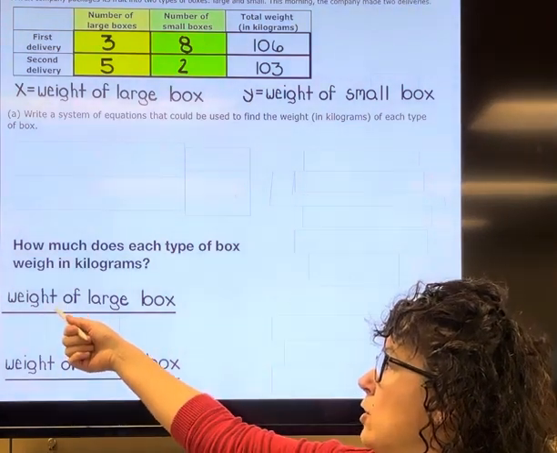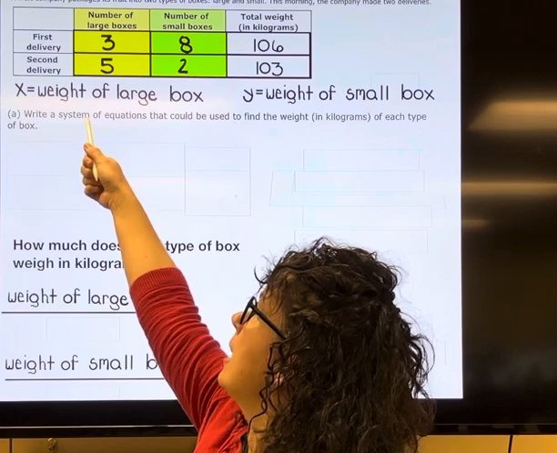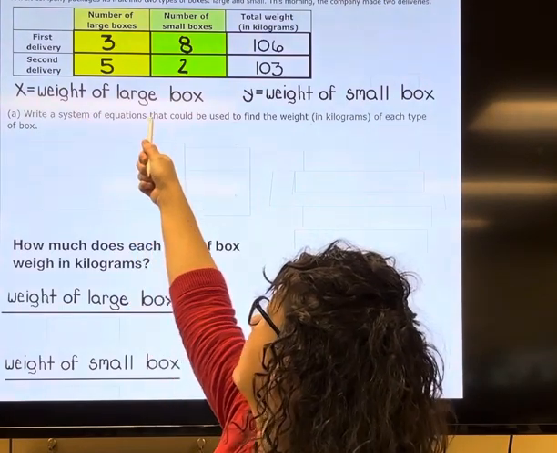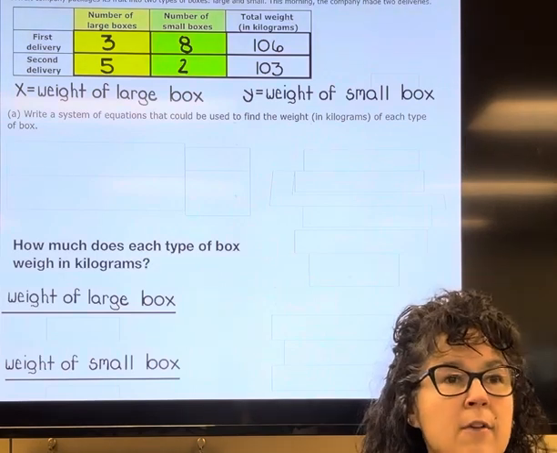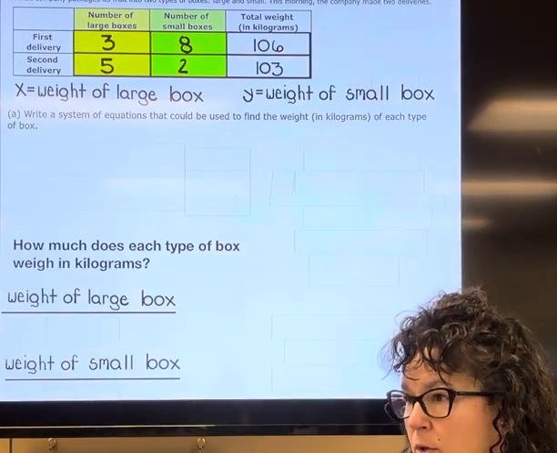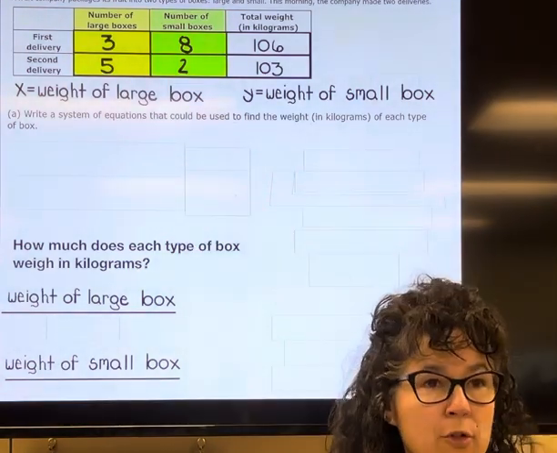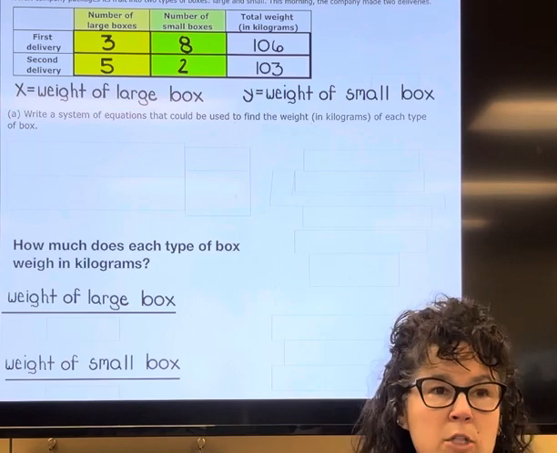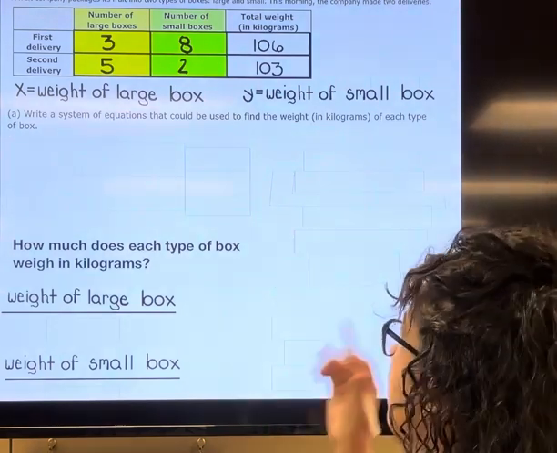So since we don't know the weight of the large box and the weight of the small box, I'm going to let X be the weight of the large box and Y be the weight of the small box. For these particular ones, the variables are already defined for you, so that step is done. When there are 2 things you don't know, that ultimately means you're going to write yourself 2 equations.